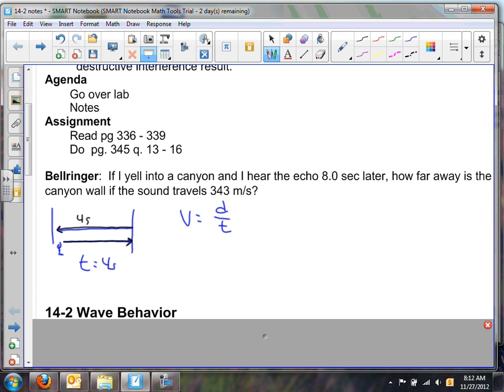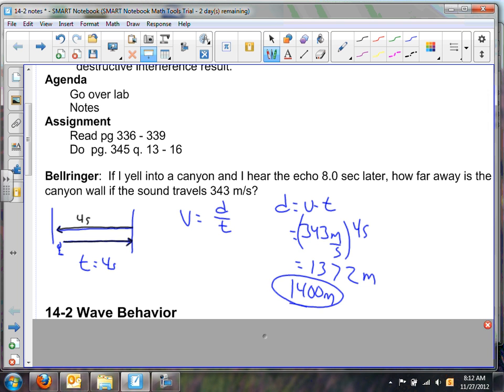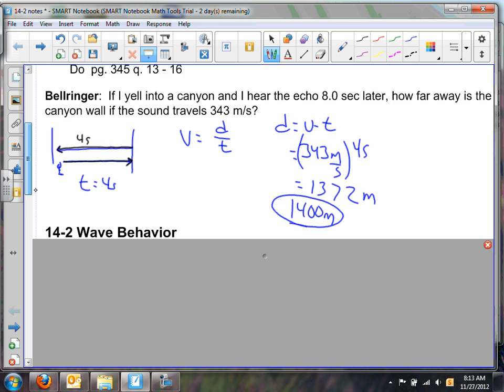Velocity is distance divided by time, or distance equals velocity times time. You need to take your speed of sound, 343 meters per second, times a time of only 4 seconds. That gives 1372, or about 1,400 meters away. So you have to be a little bit careful on these echo problems. Remember, time has to take 4 seconds to get there, and then another 4 seconds to get back.